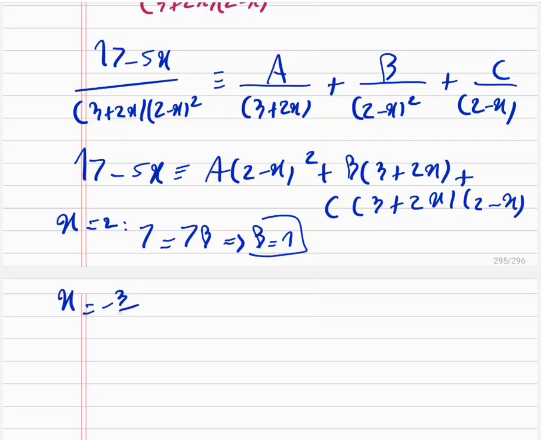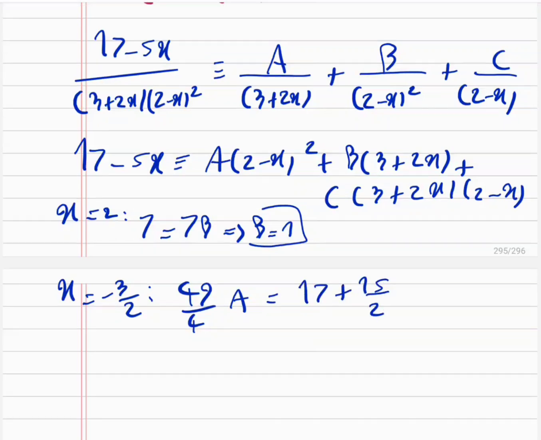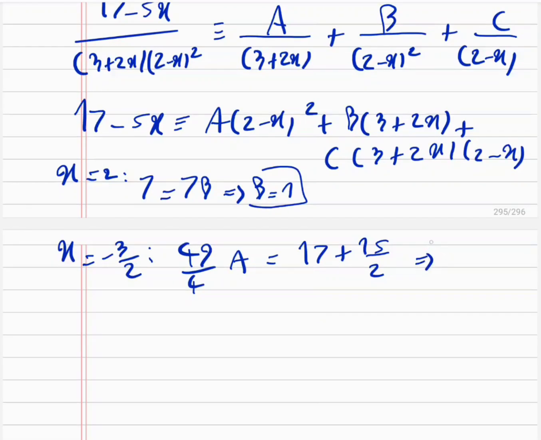Now when x is equal to minus 3 over 2, again that's going to make this bracket and this one equal to 0, so we'll have 17 plus 15 over 2, which is 49 over 4. I'm just going to write down the values: 49 over 4 A is equal to 17 plus 15 over 2. Now we just solve this. I'm skipping some of these algebraic calculations because they are very obvious. So A is equal to 2.